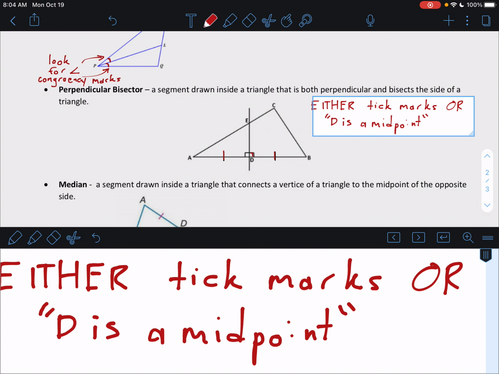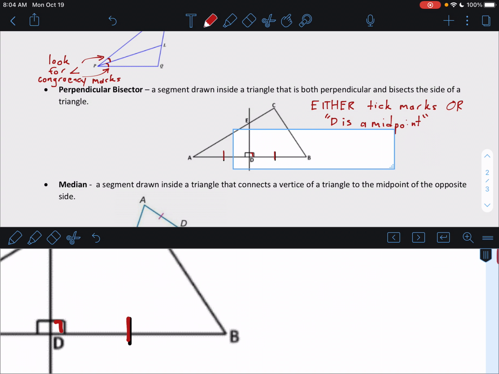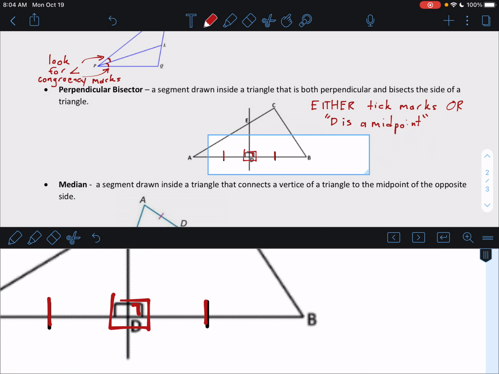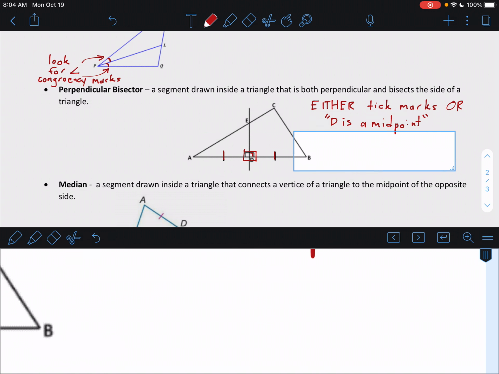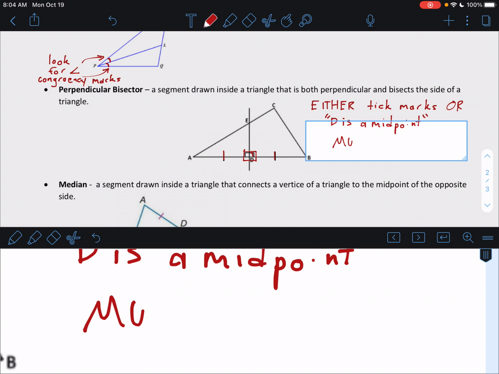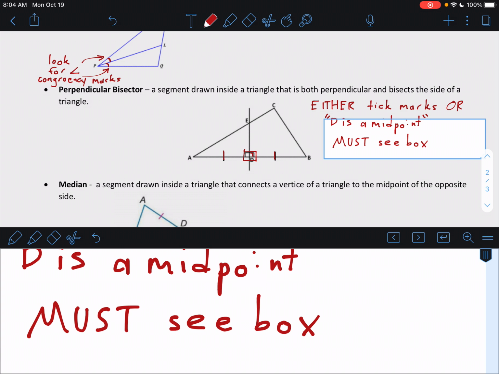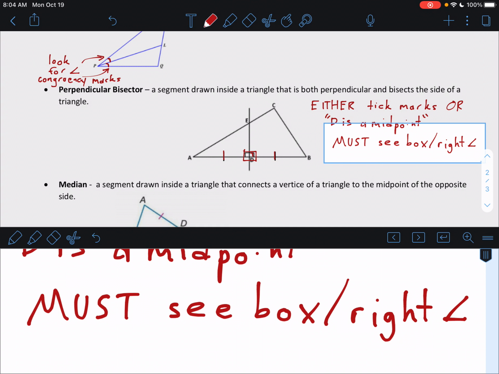To tell if it's a perpendicular bisector, you must see the little box there. So you must see the box, which I'll also say right angle. So you must see the box in a right angle. That will tell me it's a perpendicular bisector.